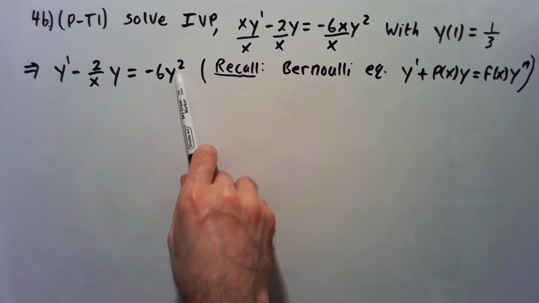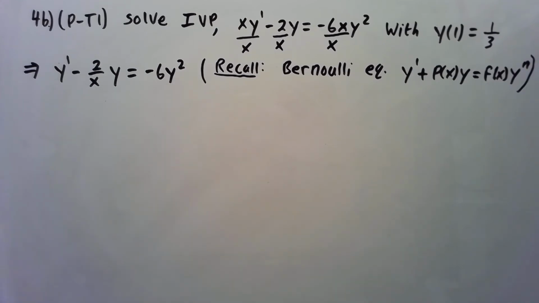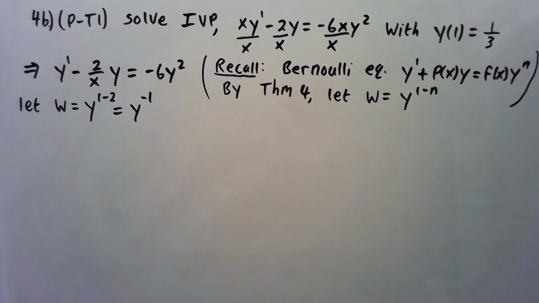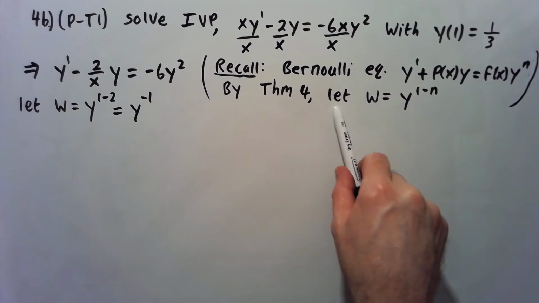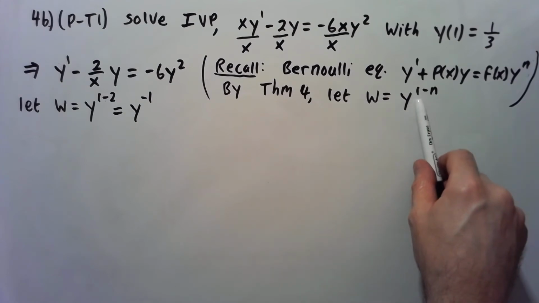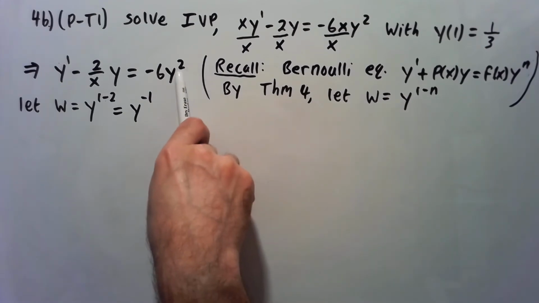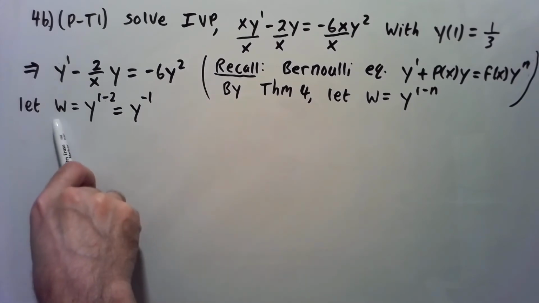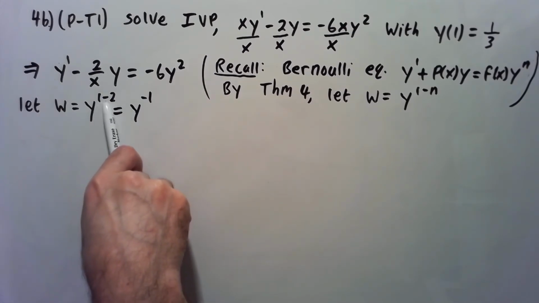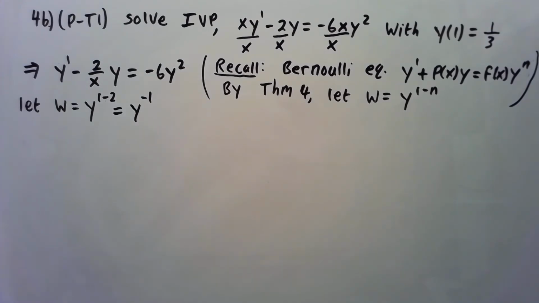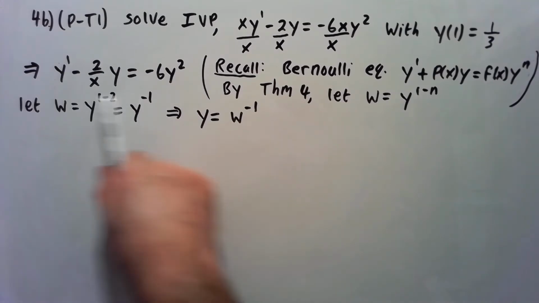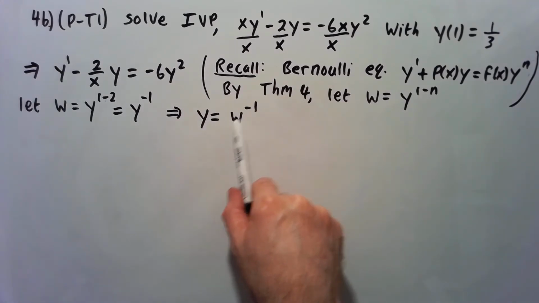So now let's use theorem 4. By theorem 4, to solve the Bernoulli equation, we're going to make the substitution w equal to y to the 1 minus n. In our case the n is 2, so it's going to be w equal to y to the 1 minus 2, so y to the minus 1 will be our w. Now let's solve this for y. Raising both sides to the minus 1, you have then y equals w to the minus 1.